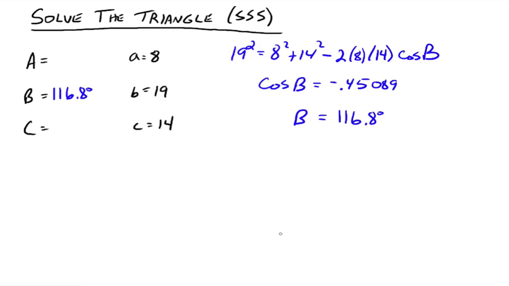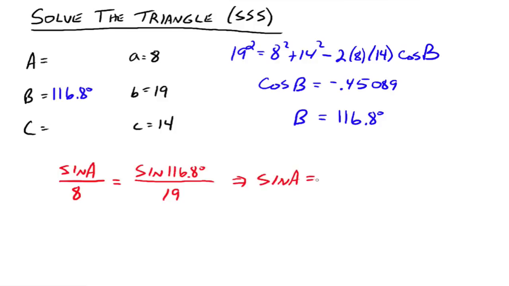So let's figure out A. Sine of A divided by 8 equals the sine of 116.8 degrees divided by 19. That implies that the sine of A is about equal to 0.3758, which implies that A is about equal to 22.1 degrees. And as soon as you know A and B, we can figure out C by subtracting them from 180. So that gives us 41.1 degrees. And that's it. We solved that triangle.